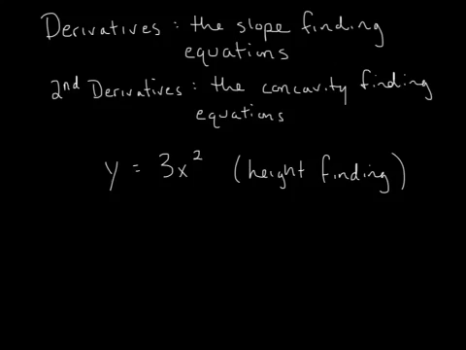of 12. So based on this height-finding equation, y equals 3x squared, we could take its derivative, which would give us a slope-finding equation, which would give us the slope at any point on that curve. And we could do a second derivative, which would tell us the concavity of that graph at any point along the curve.